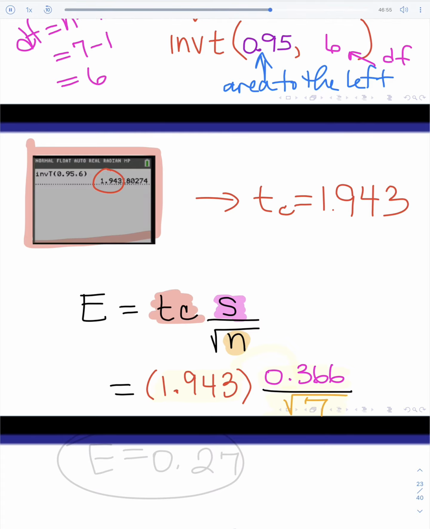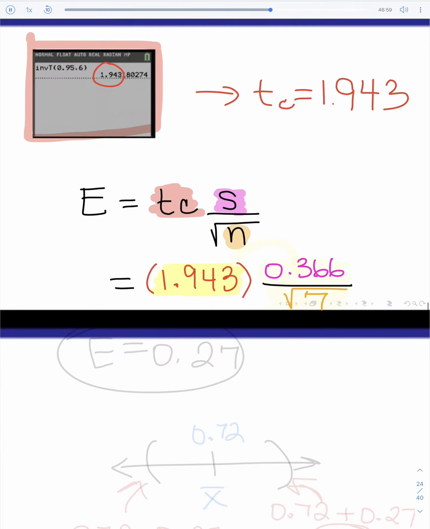So we'd start off by doing the 1.943 times the 0.366, and then at the end, we'll divide by the square root of 7, and let's see what you end up with. You end up with the following. We get 0.27, and remember, that's our margin of error.